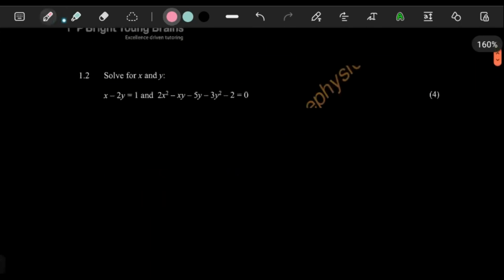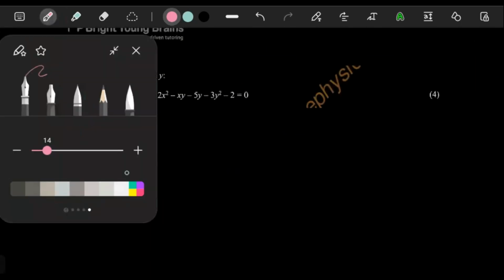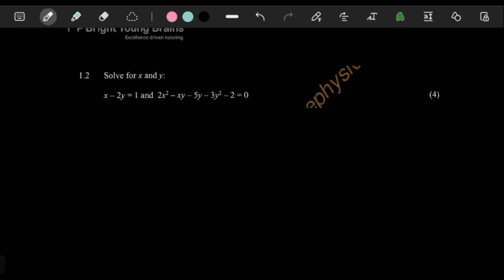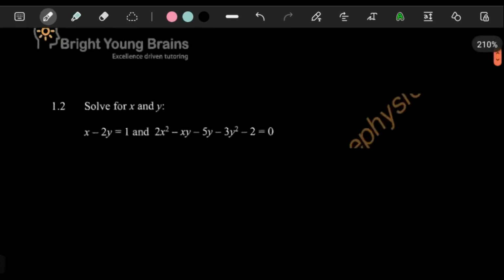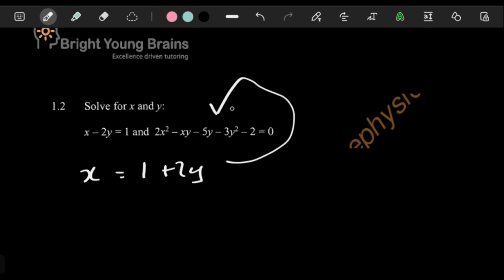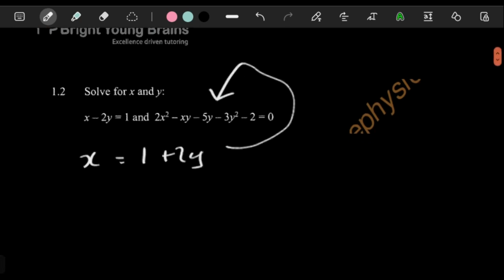1.2 simultaneous equations, as always expected. The 4-mark question. So the way it's looking, let's just isolate x. 1 plus 2y. Now here we're going to throw this into this equation. You see? So wherever x is, we're going to throw in the 1 plus 2y.